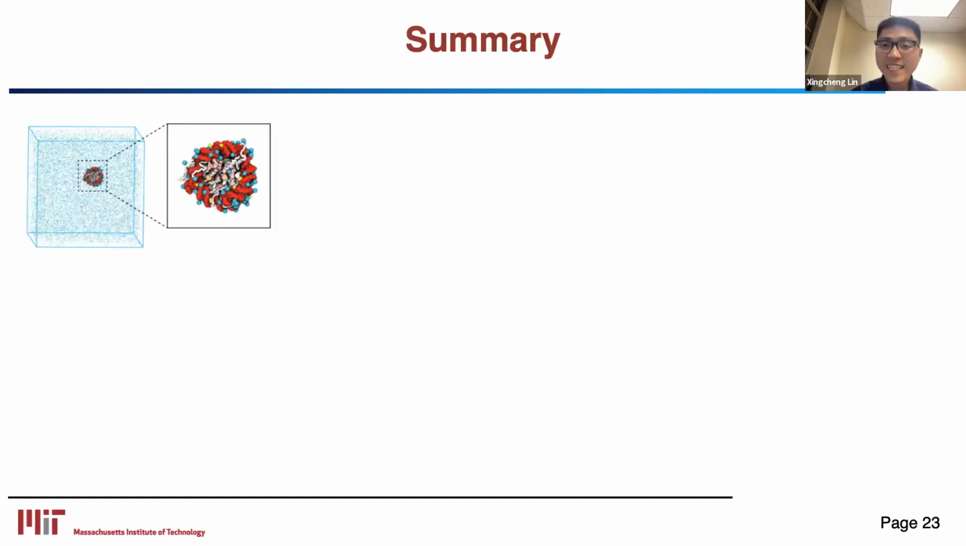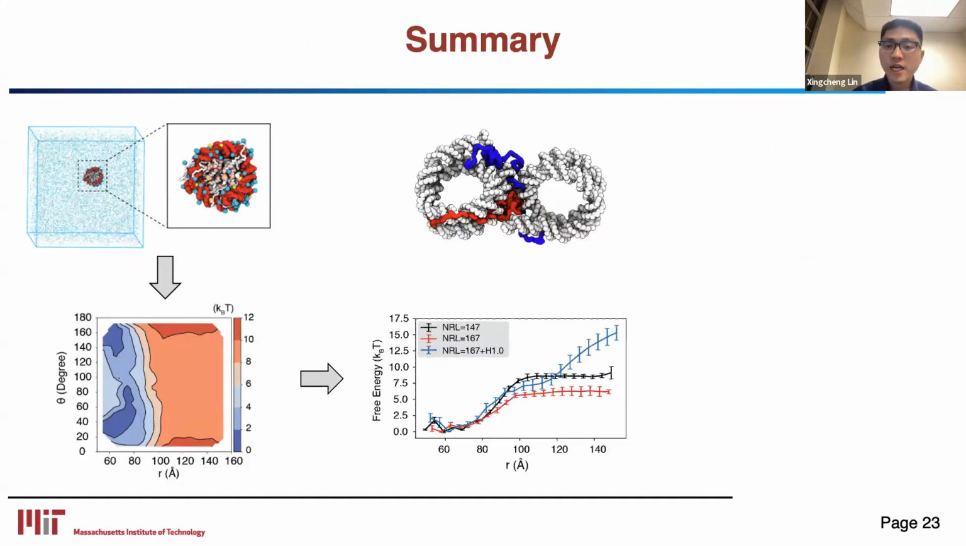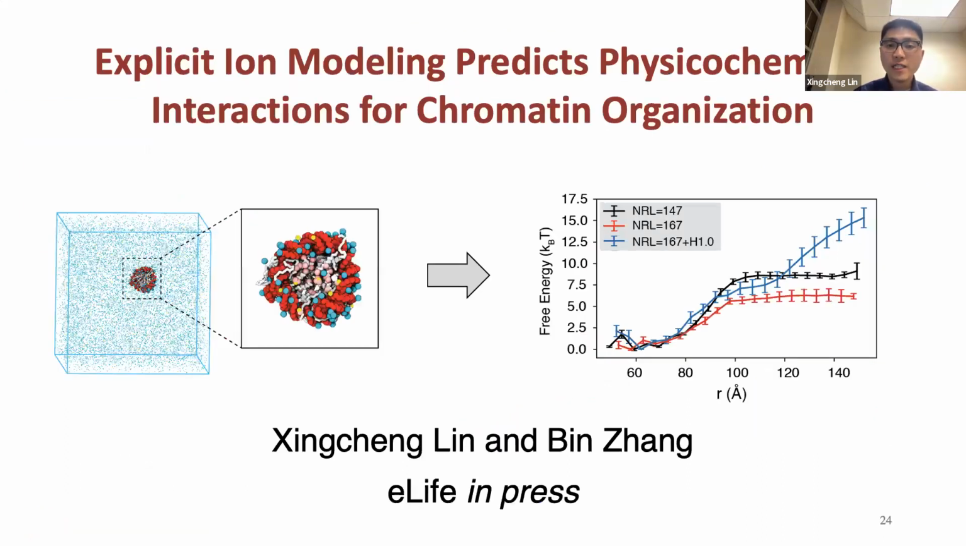As a summary, we utilize an explicit ion model to probe the physicochemical interactions of chromatin in an in vivo environment. And we find a strong orientation-dependent interaction intrinsic between nucleosomes. And the addition of this linker DNA would weaken such an interaction, but it will be further compensated by the addition of linker histone. And finally, we find that magnesium is more effective in terms of condensing the chromatin structure. For more details of our model and its application, please check our newest manuscript published on the eLife website.